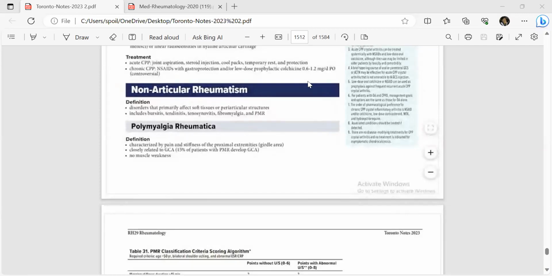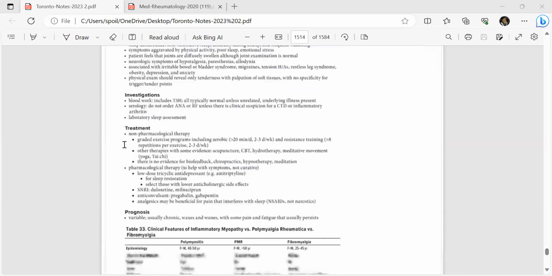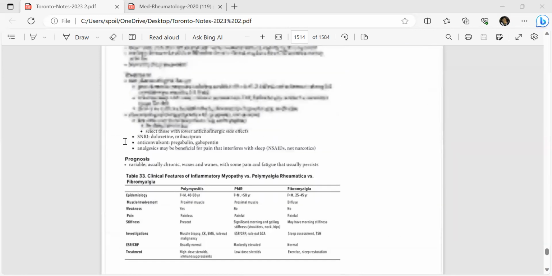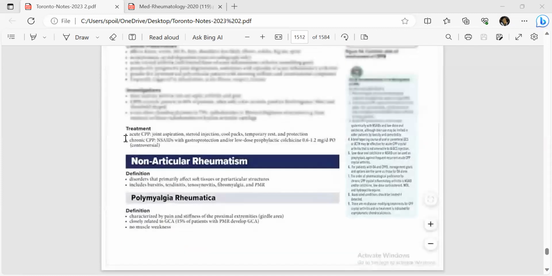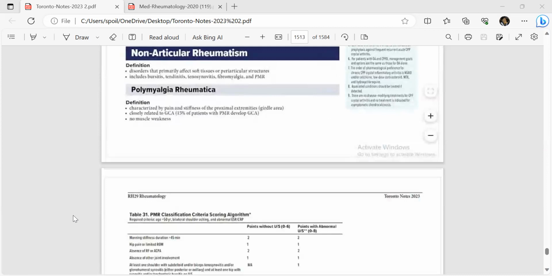Okay, today we are going to do non-articular rheumatism. There are two types, polymyalgia rheumatica and fibromyalgia. So we will do this, and then the remaining topics, if we get the time, we will do that as well. Okay, so non-articular rheumatism is a disorder that primarily affects soft tissues or periarticular structures.